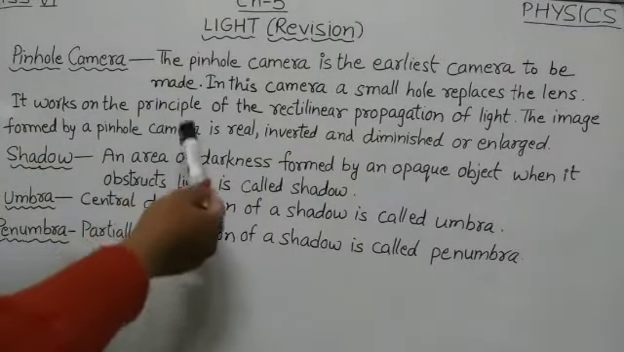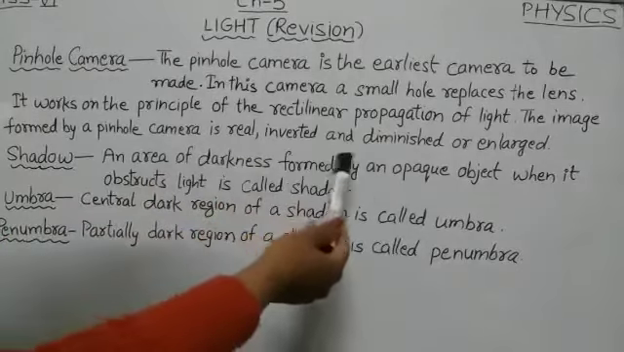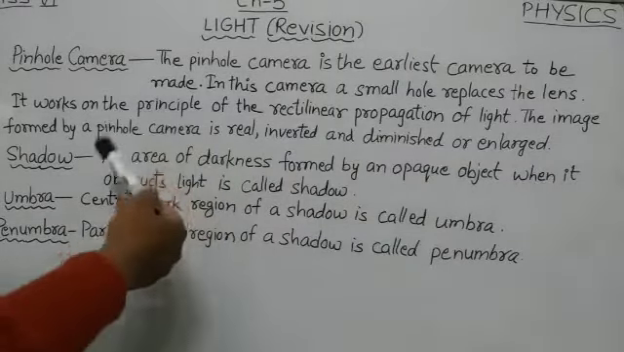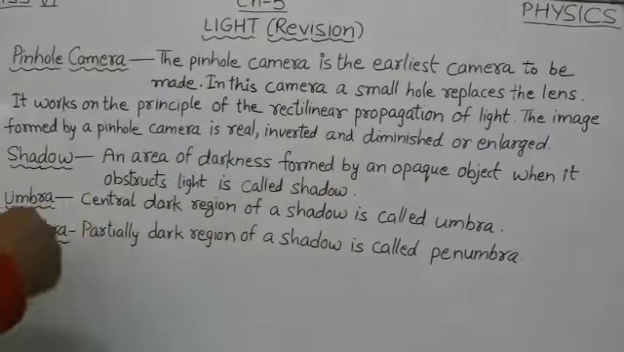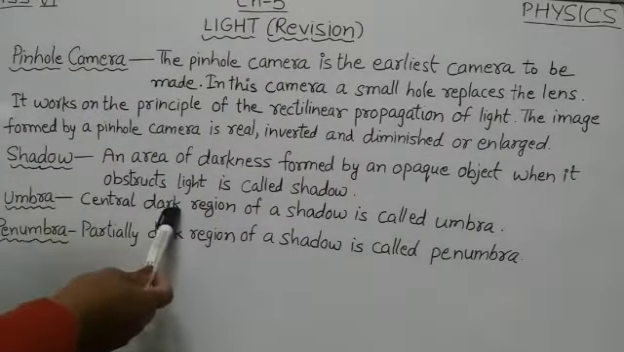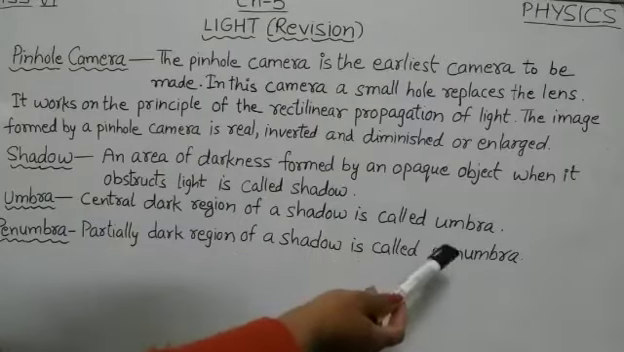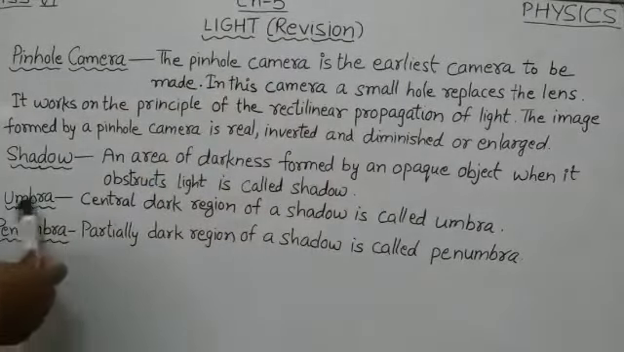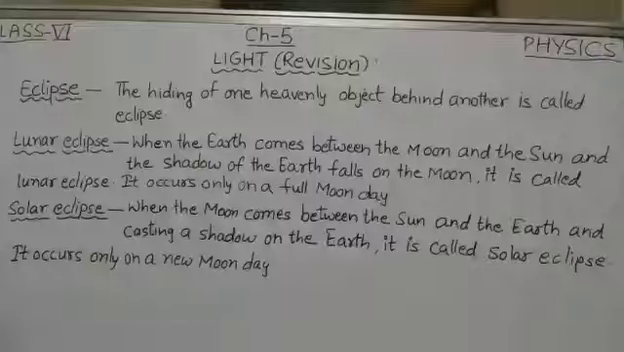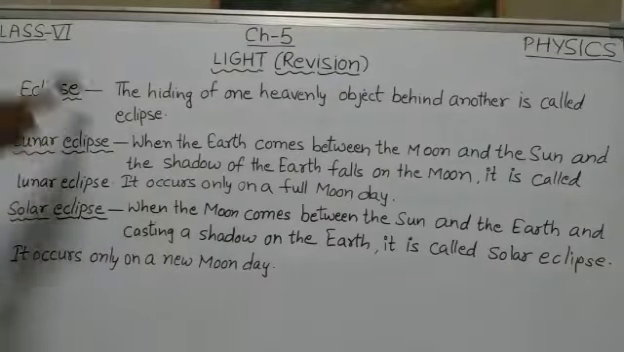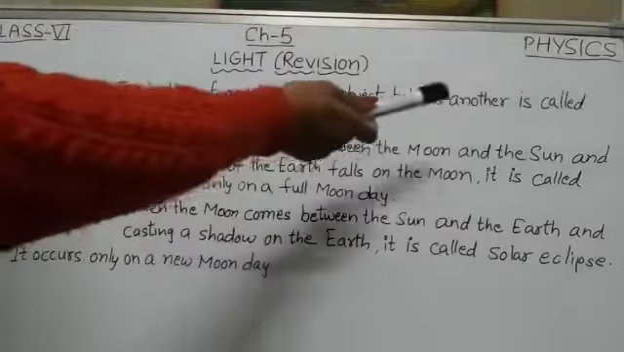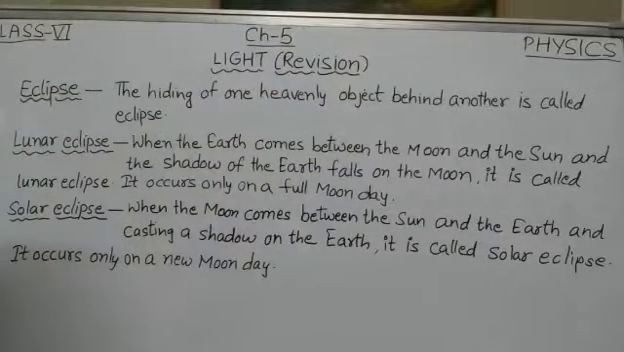Now next one is shadow. What is a shadow? An area of darkness formed by an opaque object when it obstructs light, means when it stops light, is called shadow. Clear? Now next one is umbra. What is umbra? The central dark region of a shadow is called umbra. Next one is penumbra. What is penumbra? The partially dark region of a shadow is called penumbra. Now the next definition is eclipse. What is an eclipse? The hiding of one heavenly object behind another is called eclipse.